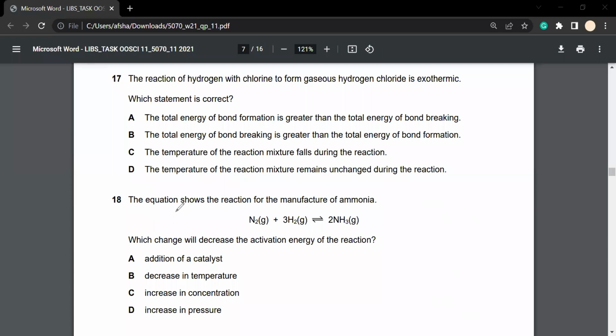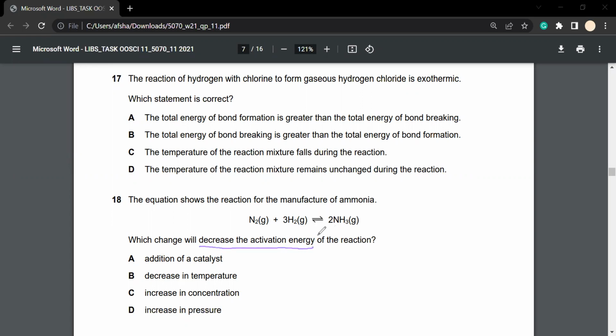Coming to question 18, the equation shows the reaction for the manufacture of ammonia. Ammonia is manufactured when nitrogen and hydrogen react together under certain conditions. There are certain temperature and pressure conditions, and a catalyst, in the presence of which ammonia is formed, and it's a reversible reaction. Now let's see what's the demand of the question. Which change will decrease the activation energy?